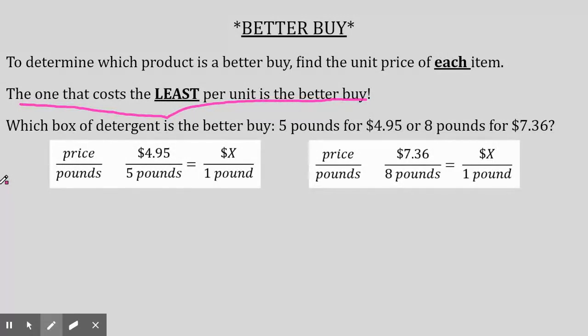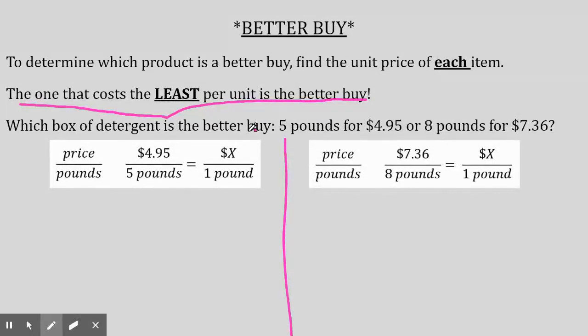All right, so I want to know which box of detergent is the better buy. 5 pounds for $4.95 or 8 pounds for $7.36. Well, we're going to approach this the same way. You're going to have 2 different proportions set up. One for your 5 pounds, one for your 8.